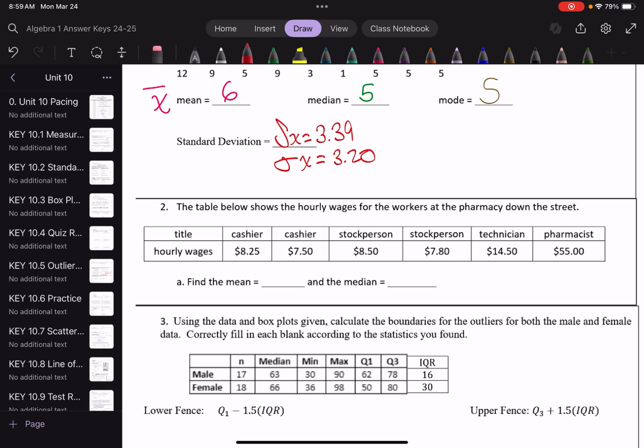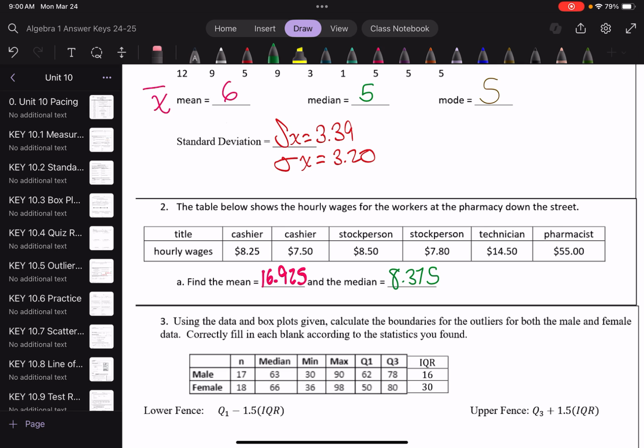Now, I would take this a step further and ask, is there an outlier? The pharmacist does get paid quite a bit more than everybody else, but let's see what this does to our data. I'm going to hit second data, go to one variable statistics, and calculate. My mean in this case is 16.925. Because it's a terminating decimal, I'm just going to put the whole thing, 16.925. And then my median is 8.375.